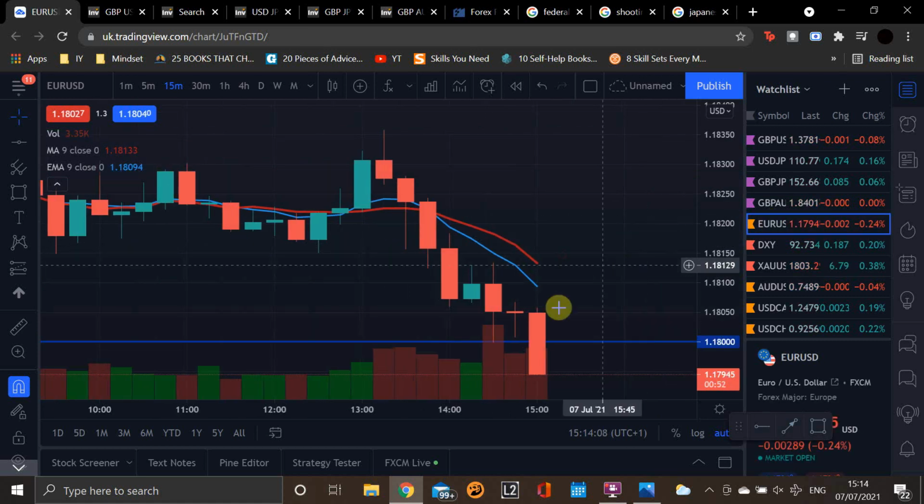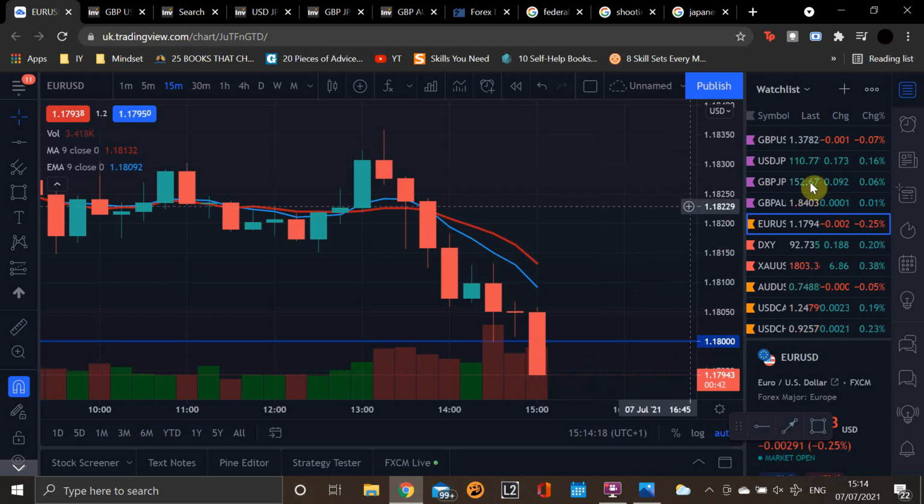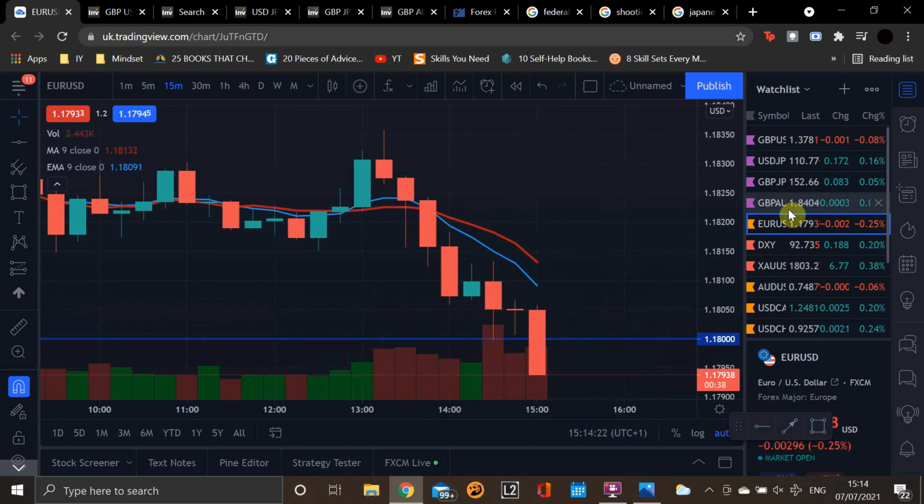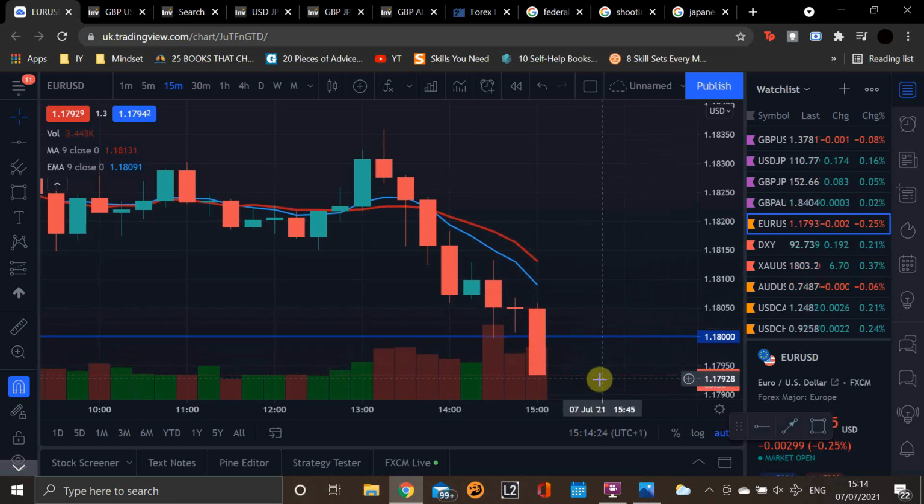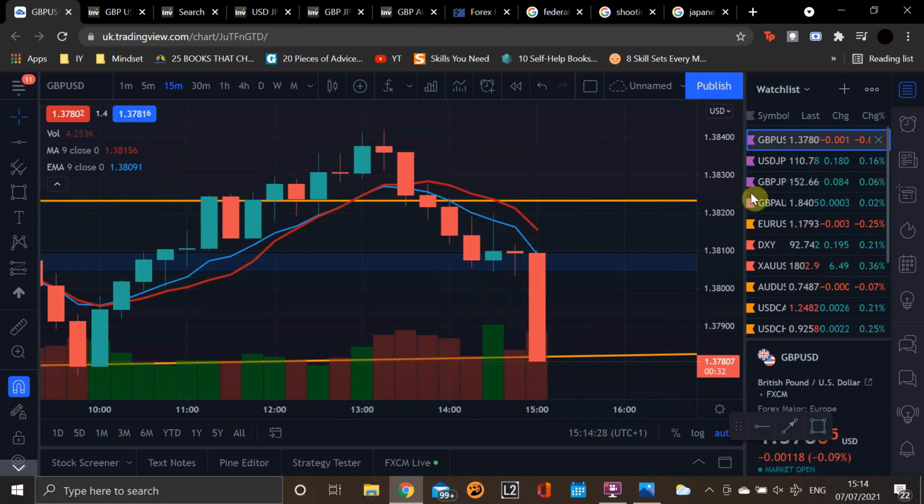What happened here? Oh, it broke below. So USD is really doing well. It broke past this 1.18 region here. Yeah, USD is doing very well. I don't trade Euro USD, so I don't want to get in on this, even though it's very, very tempting. But you can see USD is doing very well.